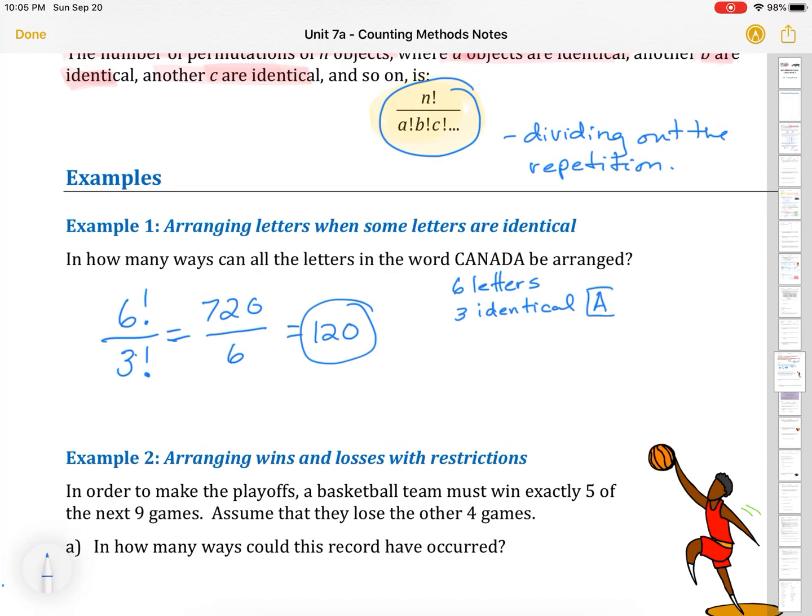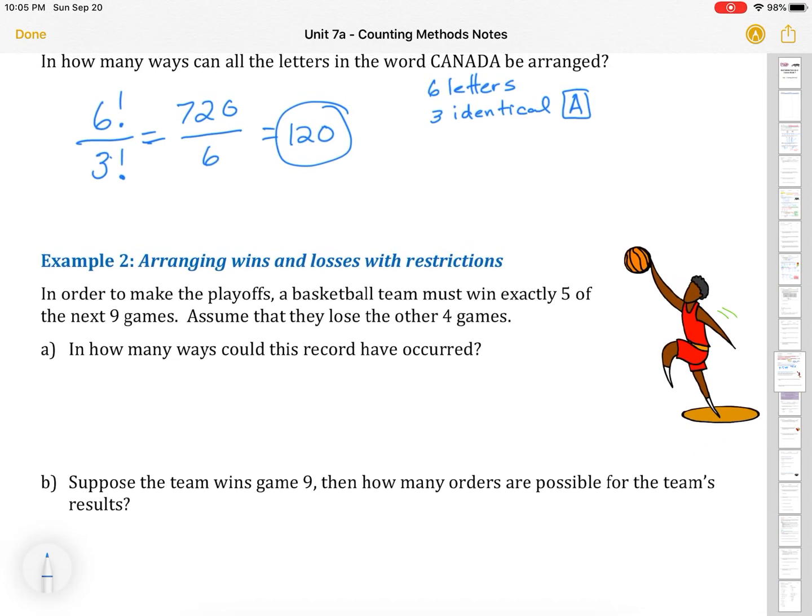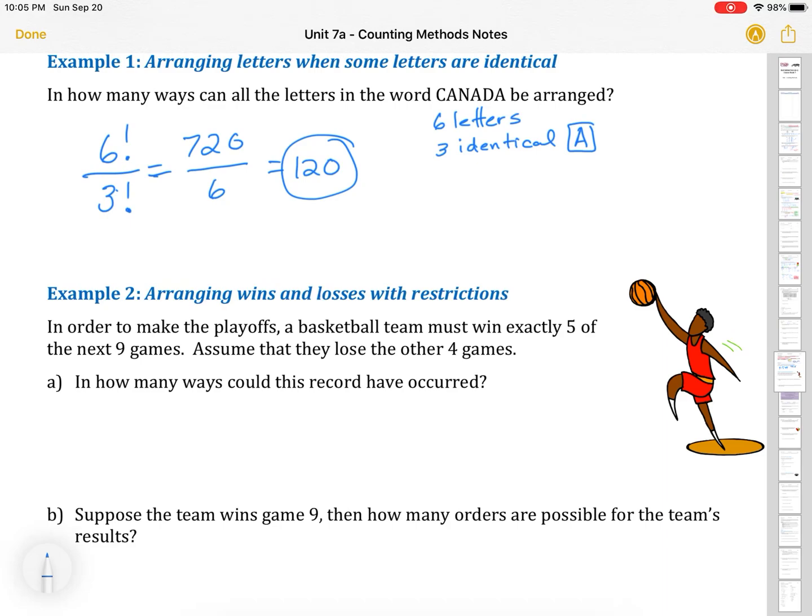So that's how many different ways the letters in the word Canada can be arranged. And that takes into consideration the fact that we have 3 identical A's. It doesn't matter which of those A's it is, they can be in different arrangements, but they still look like the same permutation.